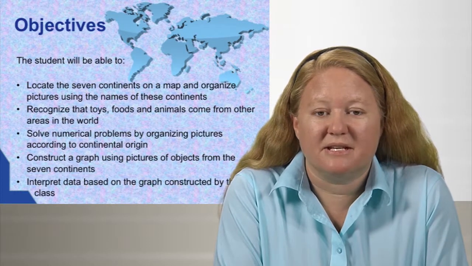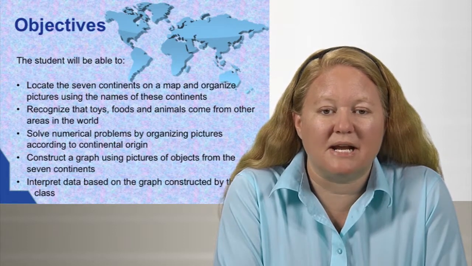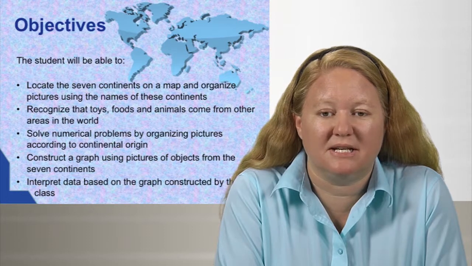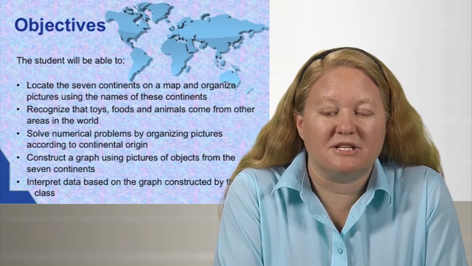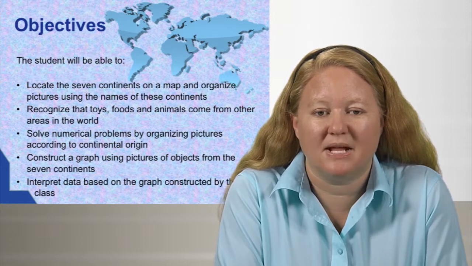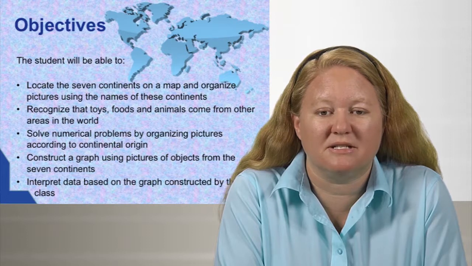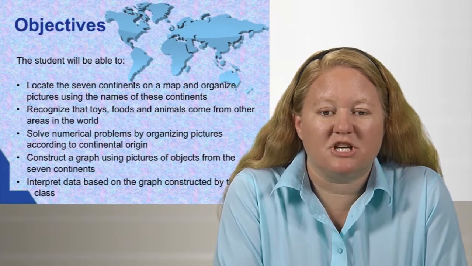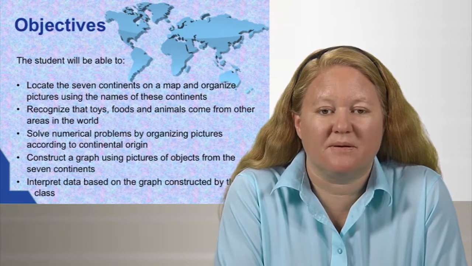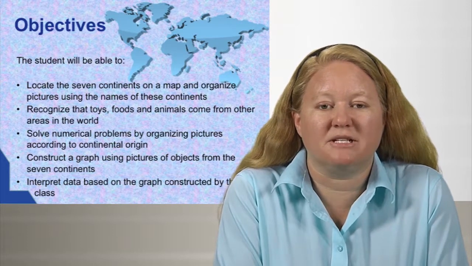The objectives. The students will be able to locate the 7 continents on a map and organize pictures using the names of these continents. They will recognize that toys, foods, and animals come from other areas in the world. They will solve numerical problems by organizing pictures according to continental origin. They will construct a graph using pictures of objects from the 7 continents, and they will interpret data based on the graph constructed by the class.